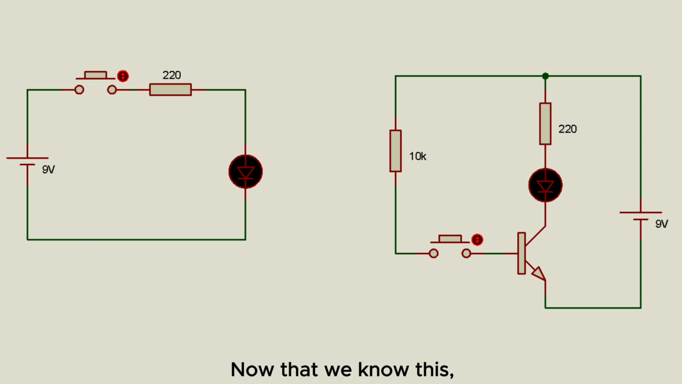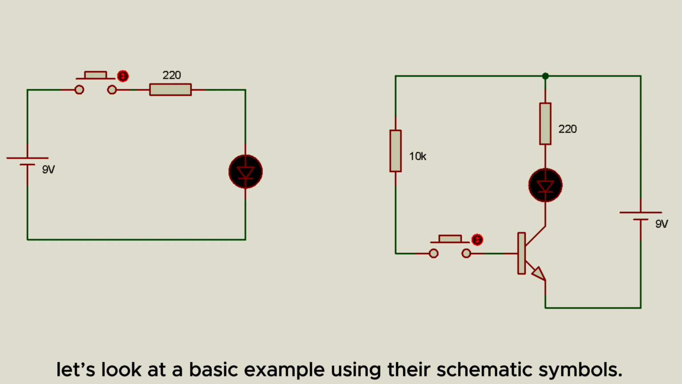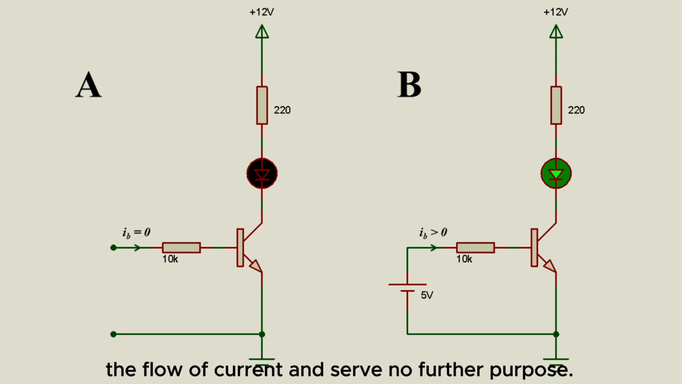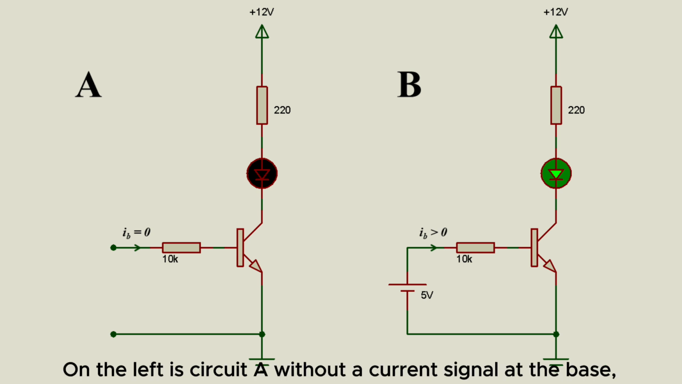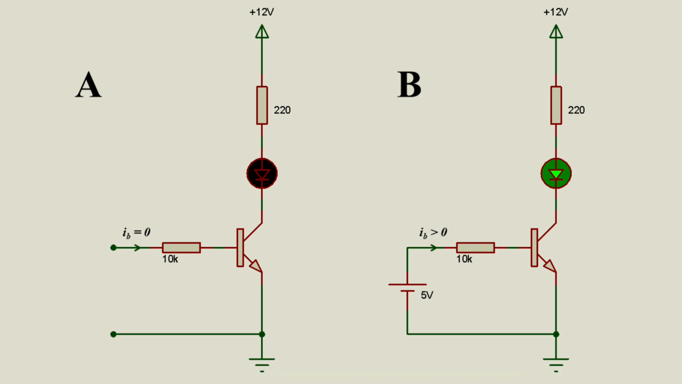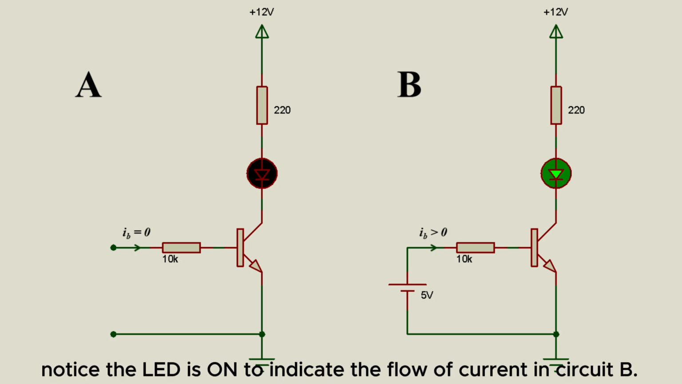Now that we know this, let's look at a basic example using their schematic symbols. The LED connected to the collector is just to indicate the flow of current and serves no further purpose. On the left is circuit A without a current signal at the base. The LED is off, and on the right is the same circuit B but with a current signal at the base. Notice the LED is on to indicate the flow of current in circuit B.